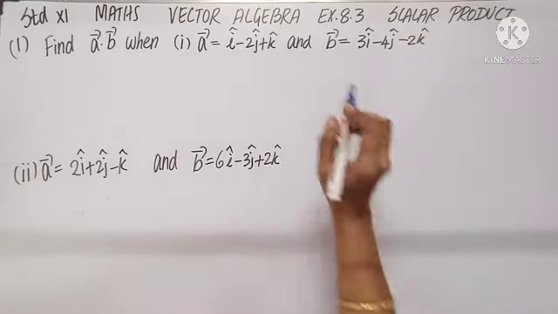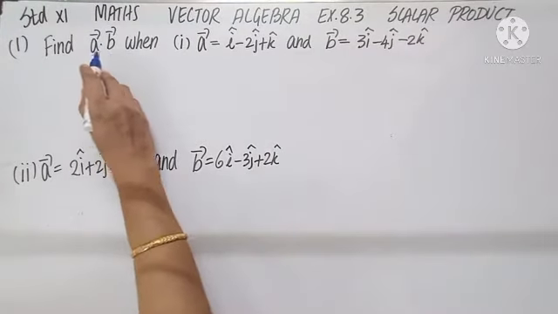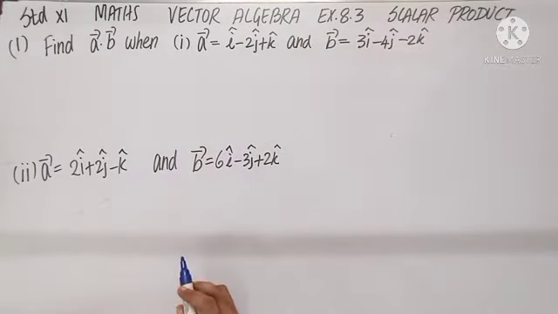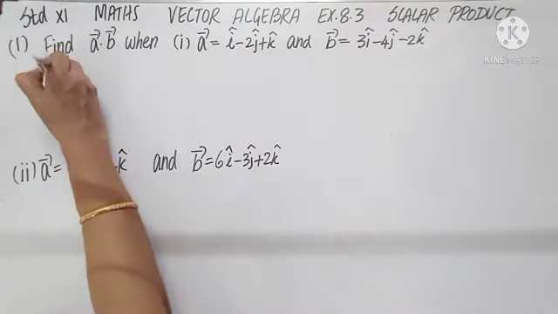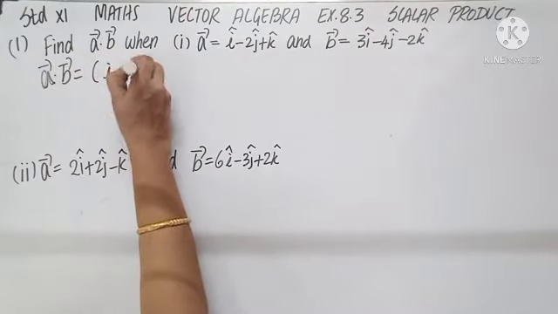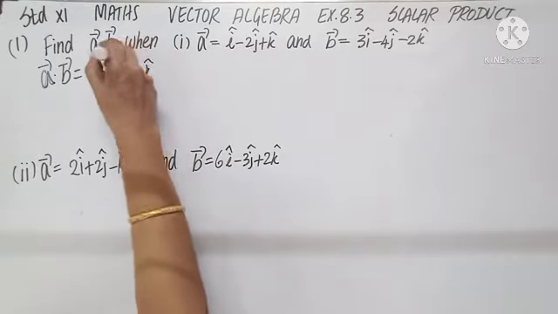Exercise 8.3, question number 1. Find A vector dot B vector when A and B are given. How are we to perform dot product? We need to multiply i and i, j and j, k and k.